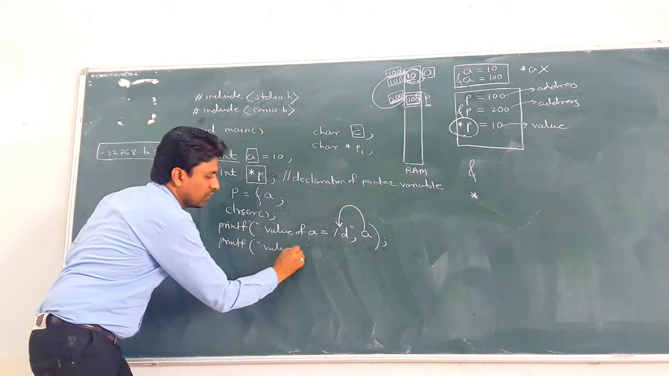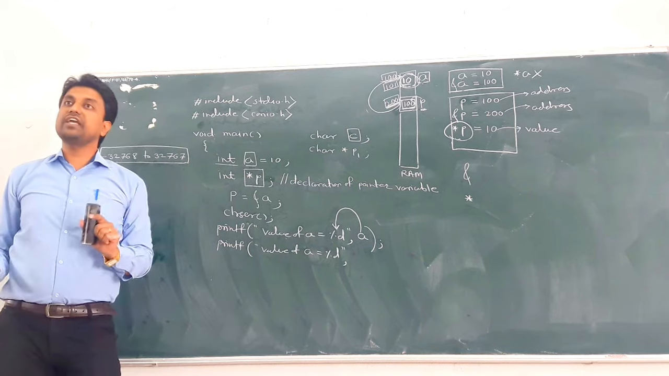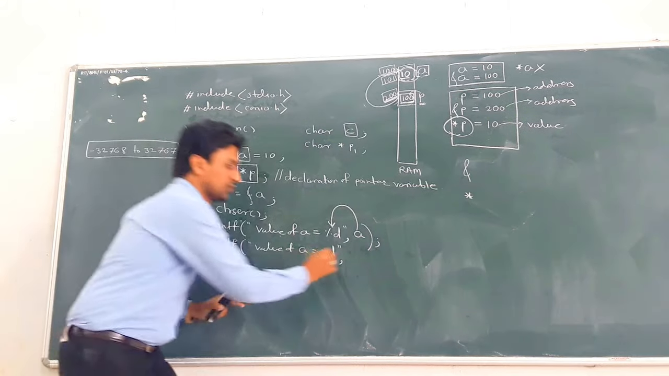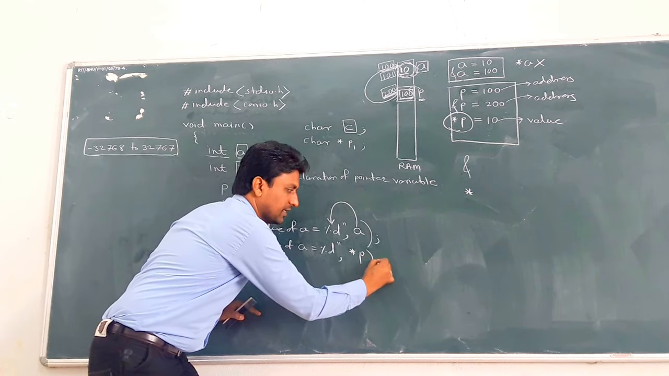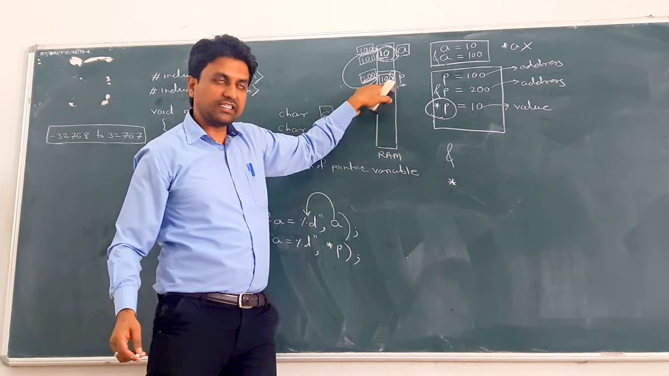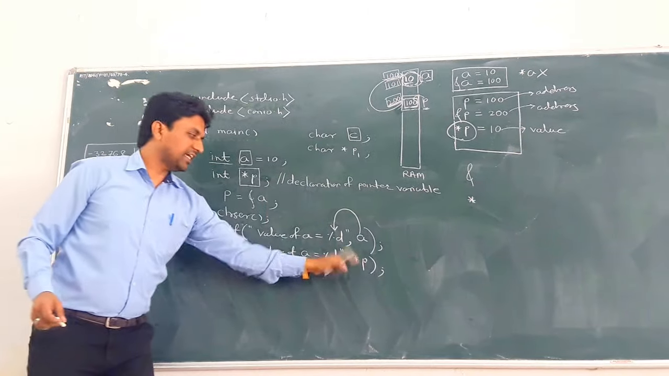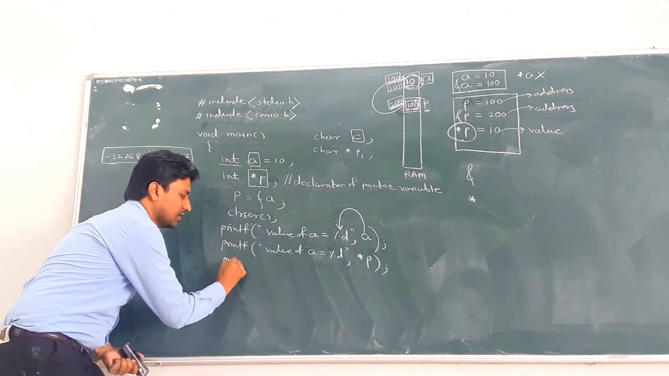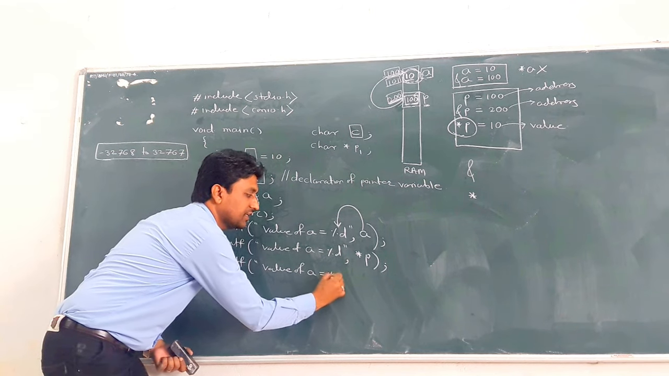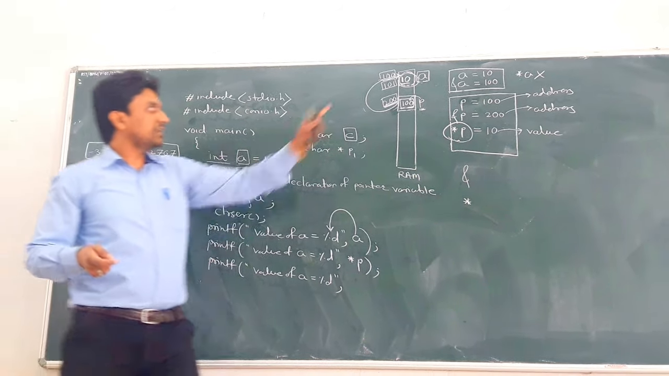Next, printf, value of a is equal to percentage d. How can we print the value of a in a different way? Now, what does P contain? The address of a. So just write pointer P. What does pointer P give you? The value at this address location. P contains address 100, and the value at address 100 is 10. So we get the value 10. Okay, so there is another way. That means we can print the value of a in different ways using pointers.